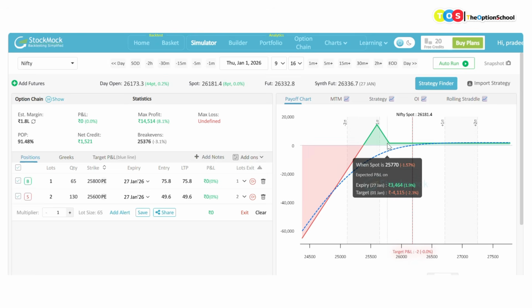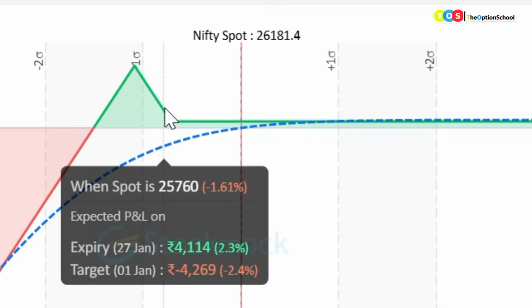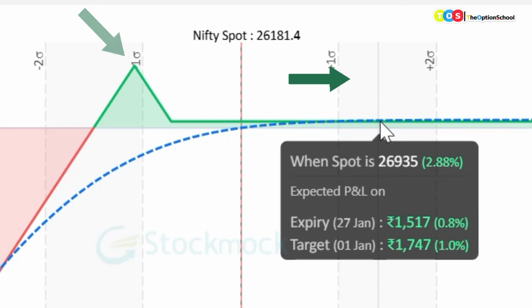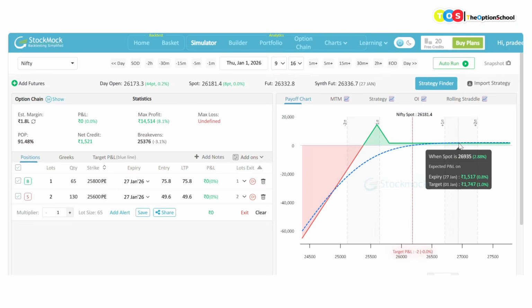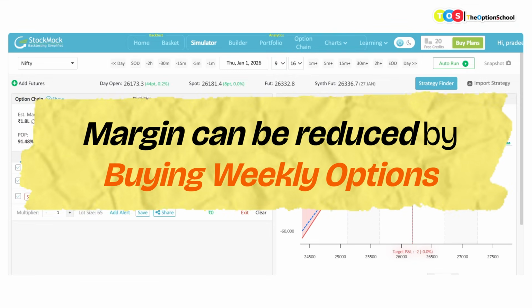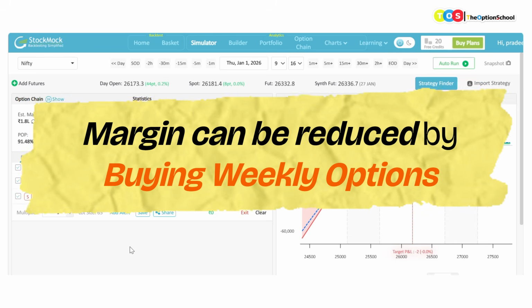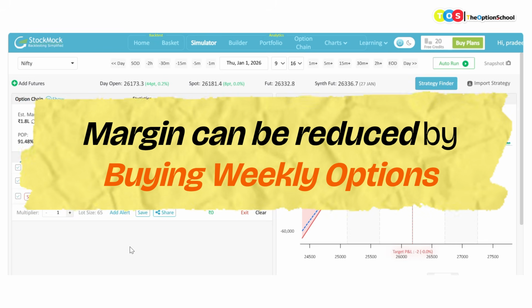So as long as market is within this area from this peak to upside, I don't think there is any issue in keeping the trade as it is. And to reduce margins, as I've already said, to reduce the required margin, some weekly put of 1 or 2 rupees can be purchased, which will reduce the margin drastically.